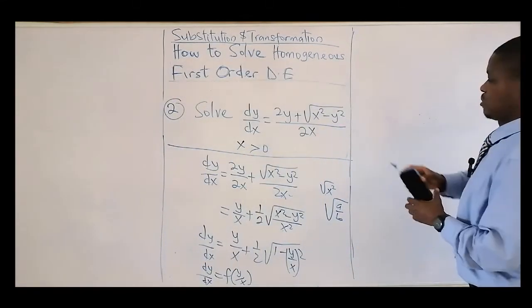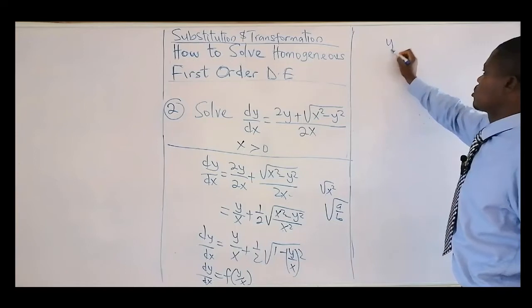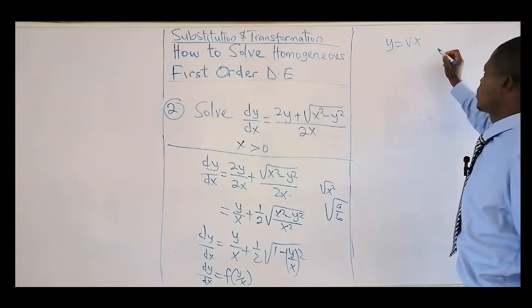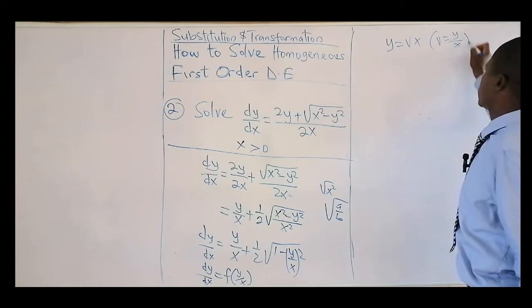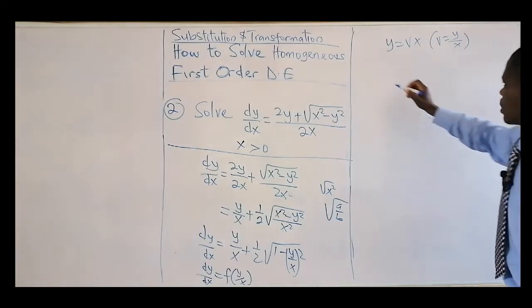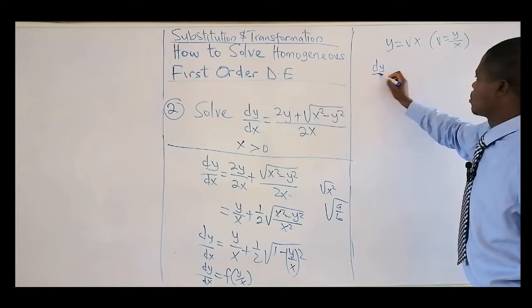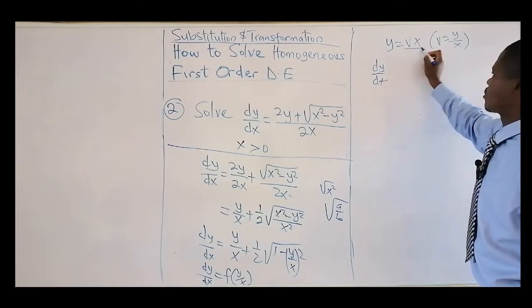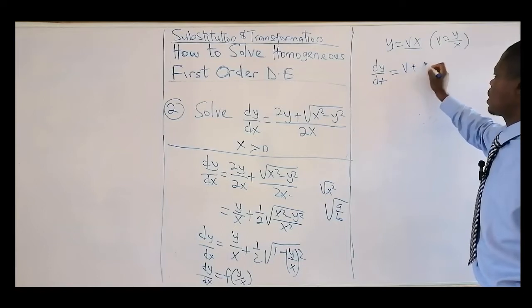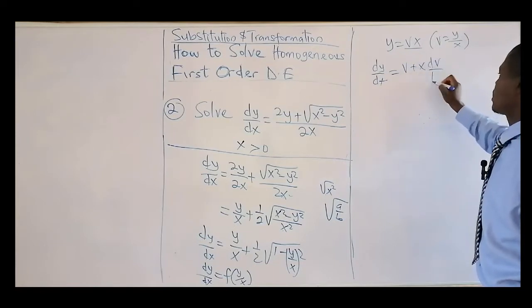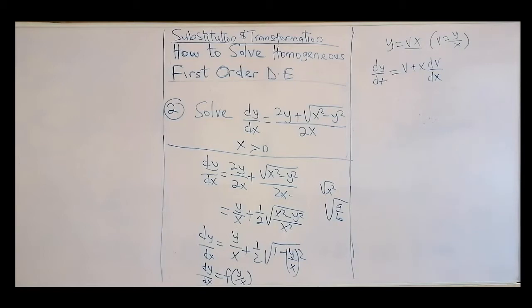That will be y equal to vx, and also v is y over x. So my dy dx, with these substitutions, will be v plus x dv dx. It's the product rule. Use the product rule.